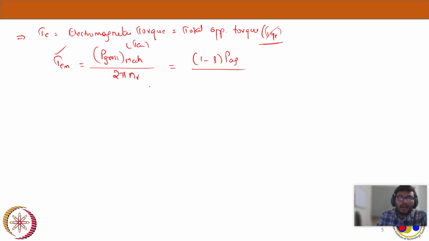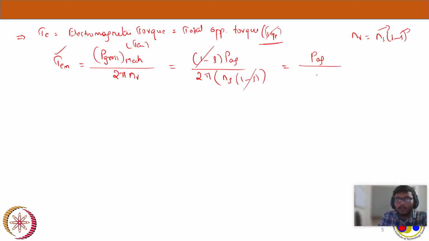Now I have replaced this one, and if you see 2 pi nr, you know the relation between nr and ns. Nr is equal to ns into (1 minus s), where ns is synchronous speed and s is slip. You know that, right? Last week also we solved a problem on this formula. Now I am replacing nr with ns into (1 minus s). Now in the numerator and denominator, (1 minus s) is common. So another formula for the same torque is air gap power by 2 pi ns. It's gross mechanical by 2 pi nr, and it's the same as air gap power by 2 pi ns. So you can use any formula you want based on the data you have been provided in your numerical.